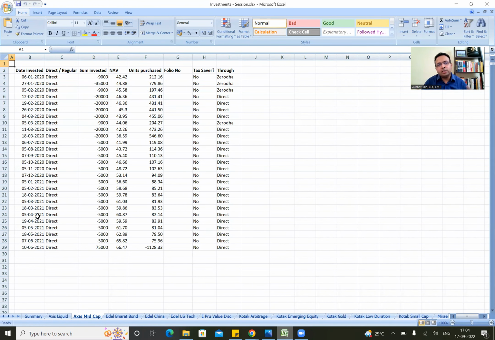Now, why don't I trust these websites? Or not trust, but why don't I go with them, like Value Research Online? Because it asks for just the initial investment value, SIP amount, number of years, and it's done. But if you see this example, I invested 9,000 rupees in this fund on 6 January. Then I invested 35,000 on 27 January. I mean, it's not an SIP, it's lump sum investing whenever I want to.